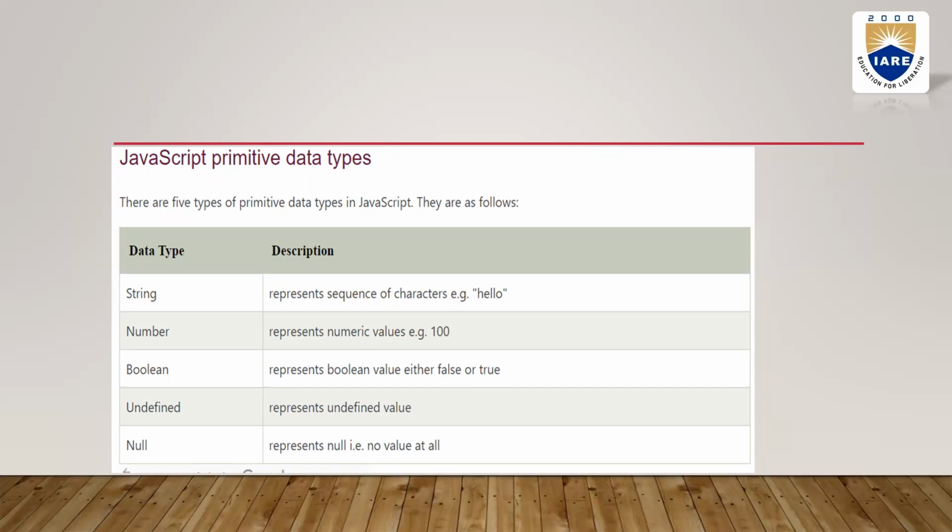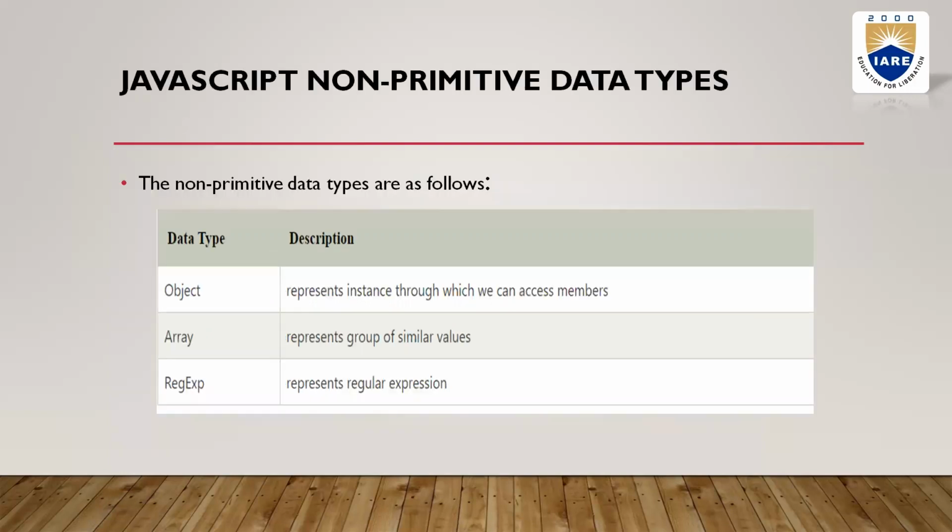The fourth one is undefined. It represents undefined values. The fifth one is null. It represents no value at all. Now we'll see the non-primitive data types. There are three types: object, array, and regular expression. The object is used to represent an instance through which we can access members, array is used to represent a group of similar values, and regular expression is used to represent regular expressions.